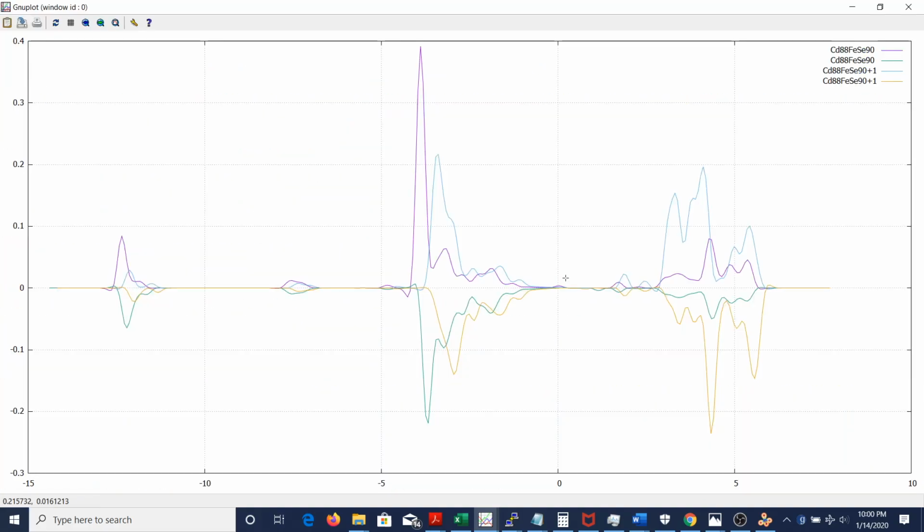With the s orbitals, as you see over here, there is a difference. The density of states are different at the same point, even though the energy is the same. The purple represents the neutral one, the blue represents the charged one. You see the definite difference between the blue and the purple in the density of states, even though the energy is the same. So this was the s.